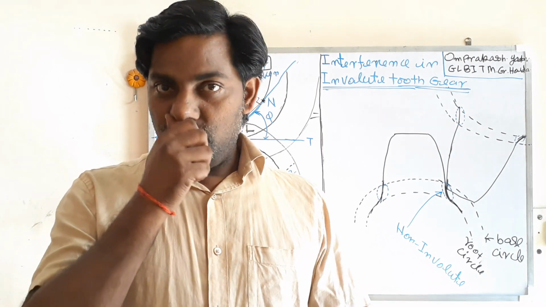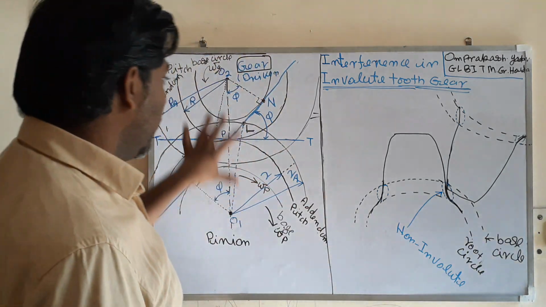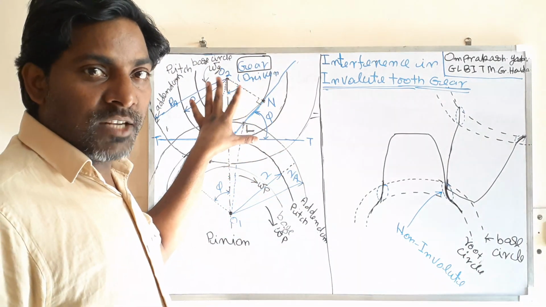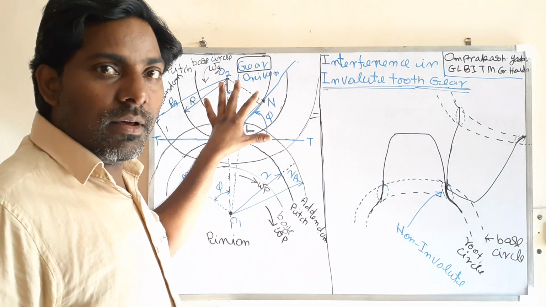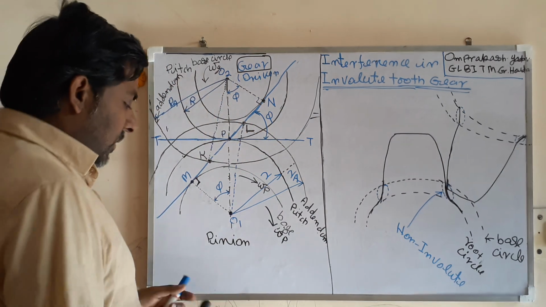Okay, so before discussing this, let us first understand this figure. From this figure, I will be able to explain what interference in the involute tooth profile is and what undercutting in the involute tooth profile is. Let us come and understand.